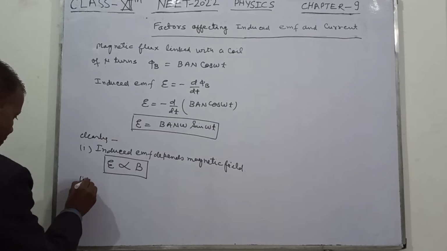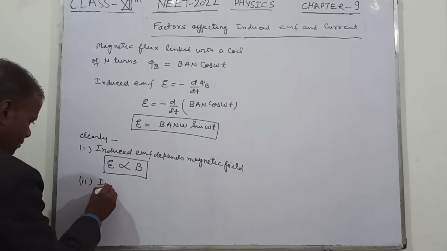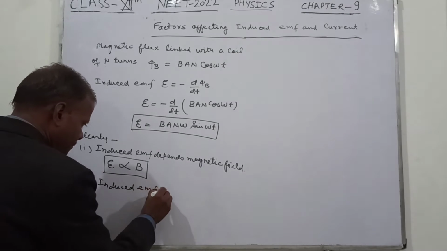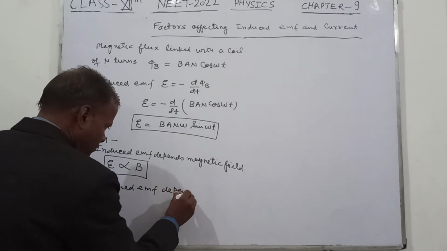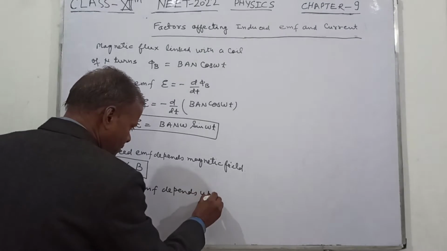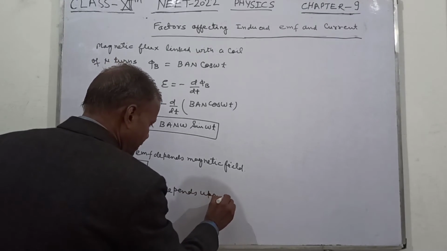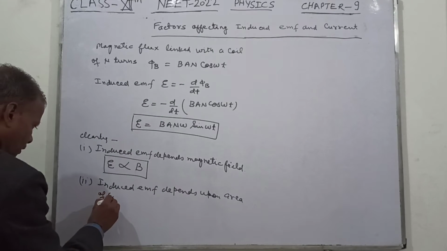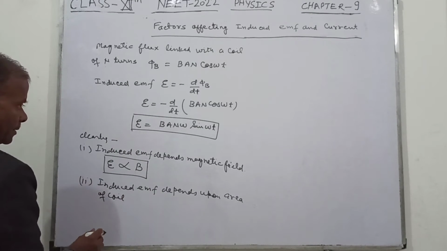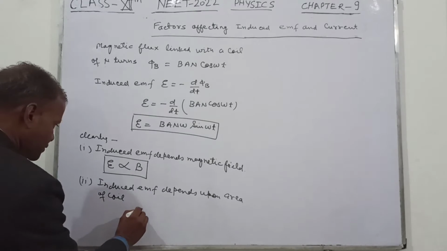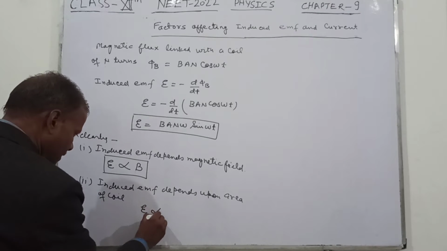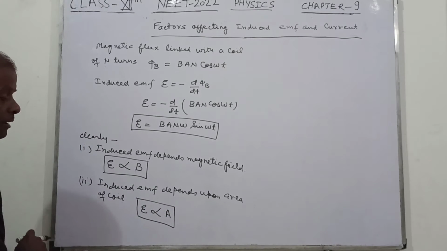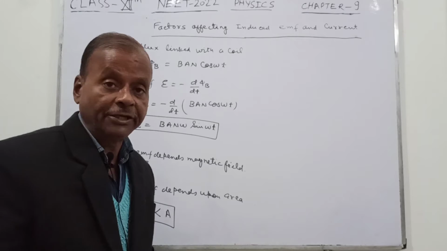Second, the induced EMF depends upon the area of the coil. It means that this E is directly proportional to the area of the coil. The larger the area, the larger the induced EMF.